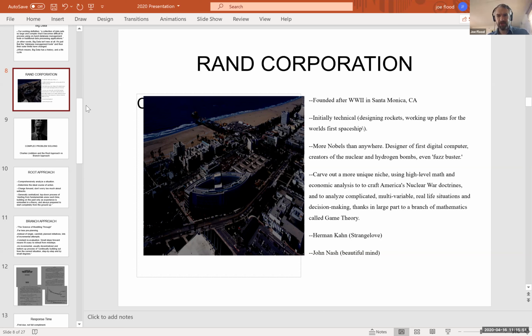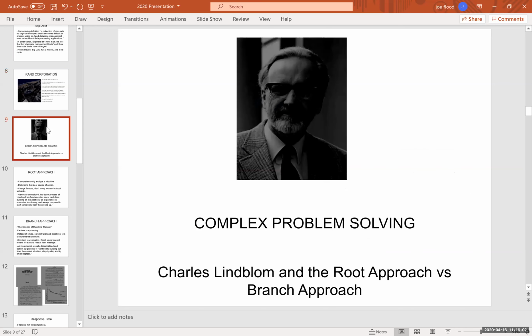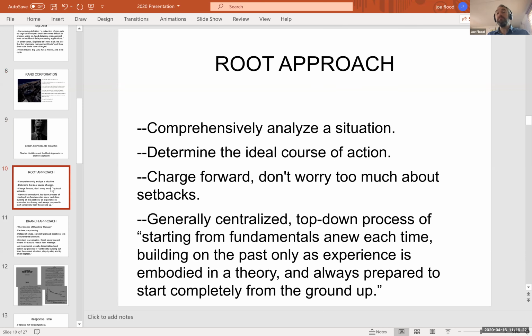I also want to talk just briefly about a conceptual framework of how statistics and data and central planning can be done. There's an economist by the name of Charles Lindblom, and he had this really fascinating framework for breaking down planning and decision-making approaches, what he called the root approach versus the branch approach, kind of using a tree ecological model. So the root approach is what we typically see from large organizations and particularly government planning.